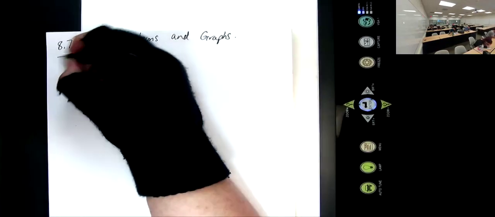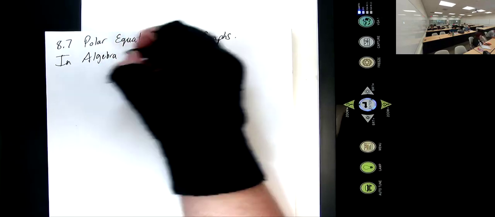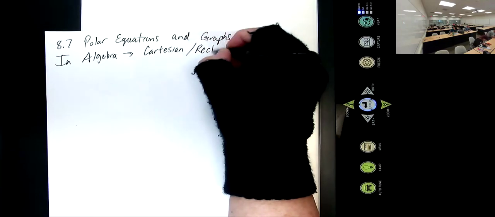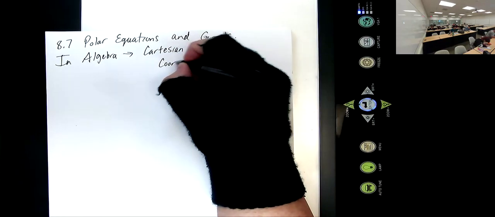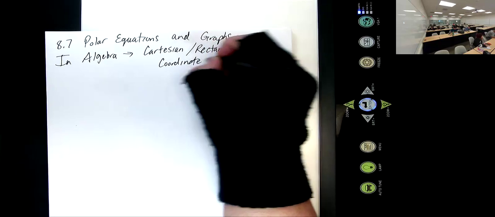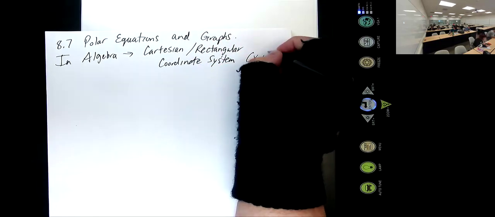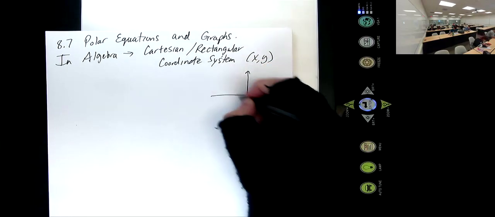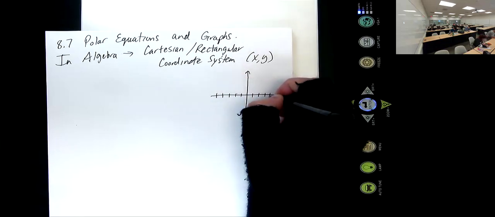So in algebra, you do a lot of work with the Cartesian coordinate system, or rectangular coordinate system. And we've used it in here. It's the XY. And we call it rectangular because it makes a grid when you use graph paper to graph just about anything.